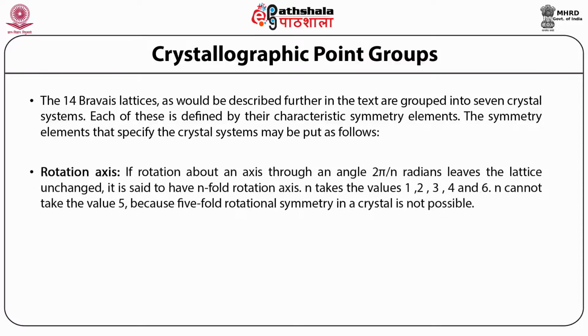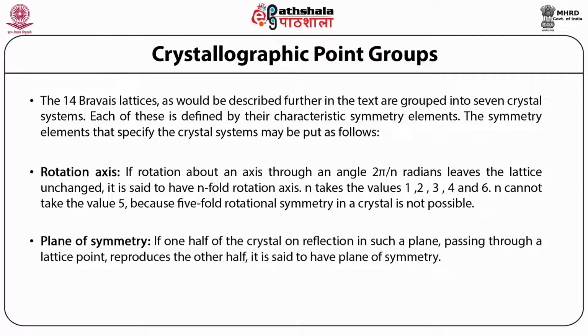Rotation axis. If rotation about an axis through an angle 2π/n radians leaves the lattice unchanged, it is said to have an n-fold rotation axis. n takes the values 1, 2, 3, 4 and 6. n cannot take the value 5 because five-fold rotational symmetry in a crystal is not possible.